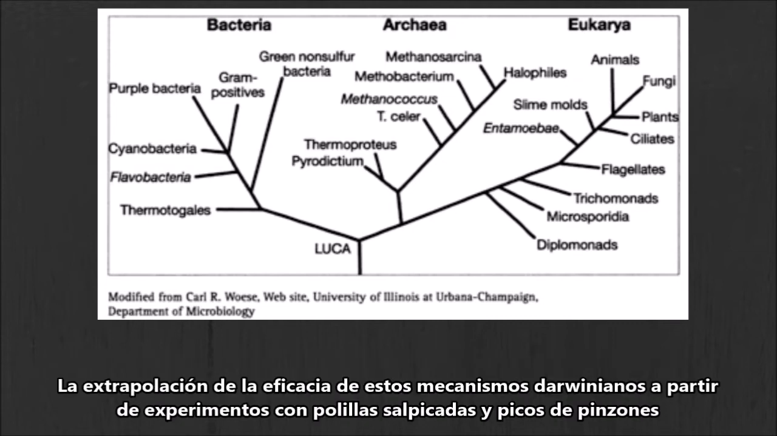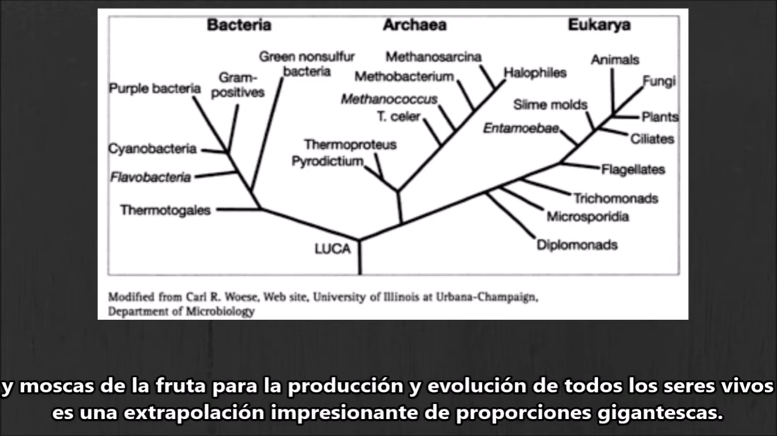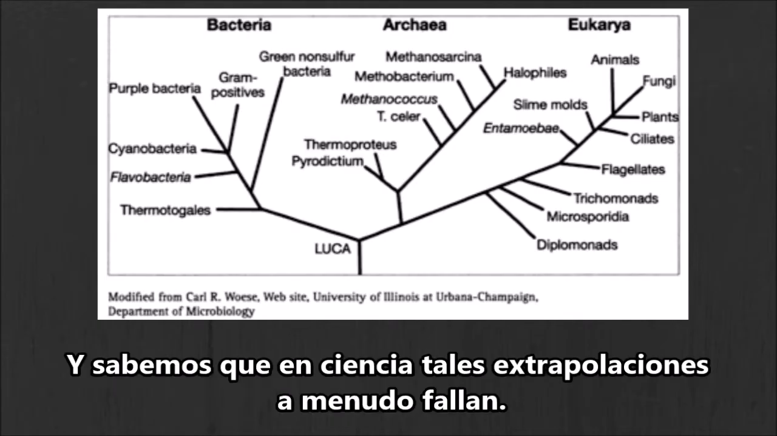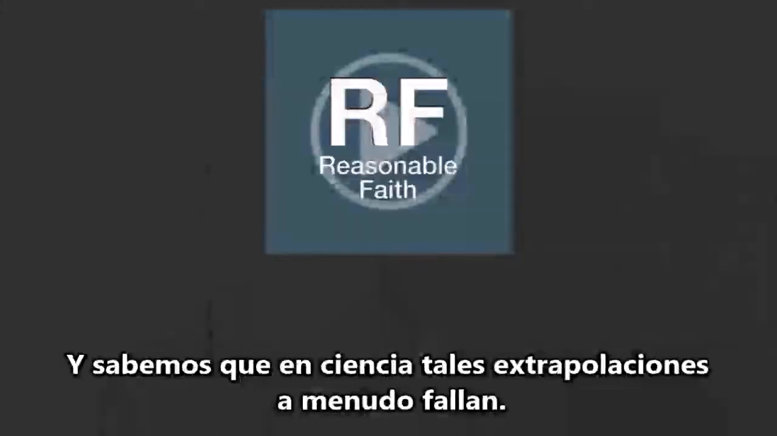The extrapolation of the efficacy of these Darwinian mechanisms from experiments on peppered moths and finch beaks and fruit flies to the production and evolution of every living thing is a breathtaking extrapolation of gargantuan, Brobdingnagian proportions. And we know that in science, such extrapolations often fail.